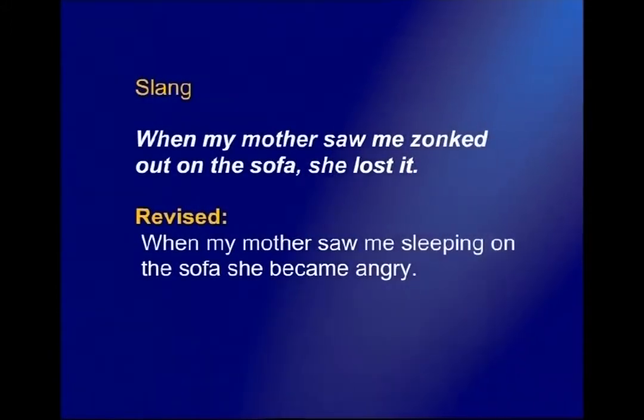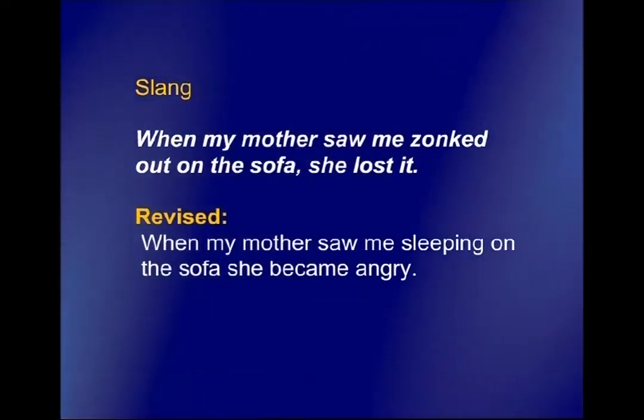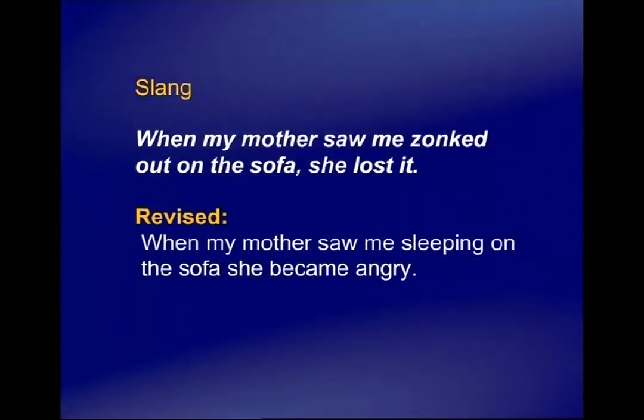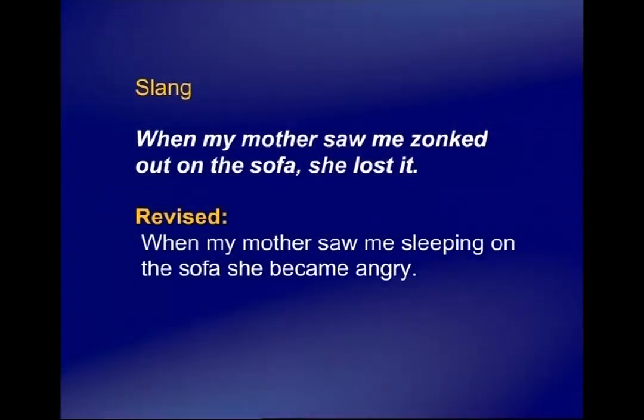Listen to this sentence. I actually heard a student of mine say this. When my mother saw me zonked out on the sofa, she lost it. Very funny. When my mother saw me zonked out on the sofa, she lost it. Now, of course, you understand the meaning. The student meant that when his mother saw him stretched out on the sofa, she lost her temper, or she became angry. And this sentence can be revised and written in proper English. It could be, when my mother saw me sleeping on the sofa, she became angry. Fine?